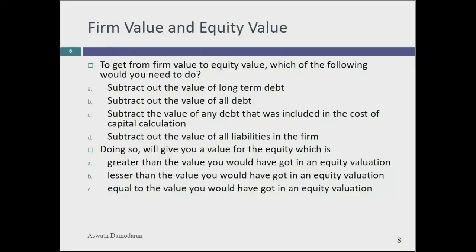I could subtract out only long-term debt, because after all, businesses run with long-term debt. Short-term debt is, you know, kind of rolled over. I could subtract out all debt, long-term as well as short-term. I could subtract out whatever I call debt in my cost of capital. Remember, to get a cost of capital, I needed a debt number. Or maybe I should be subtracting out all liabilities, which includes supplier credit, accounts payable, etc. Long-term debt, total debt, whatever I call debt in my cost of capital, or everything on the liability side of the balance sheet which is not equity. Anybody want to give it a shot? You said C. Why is that?